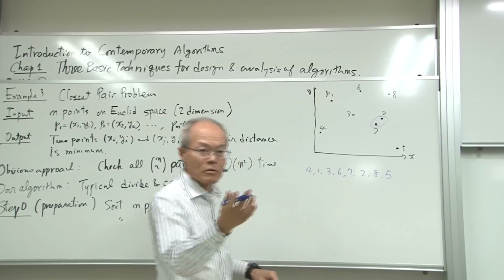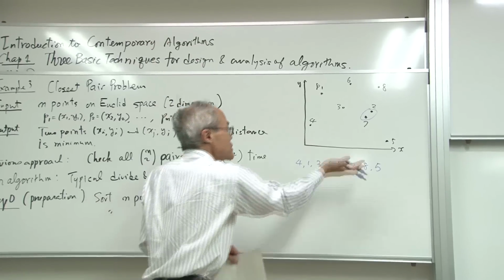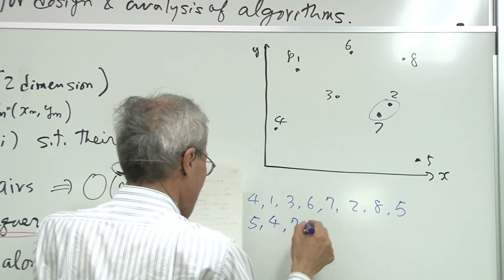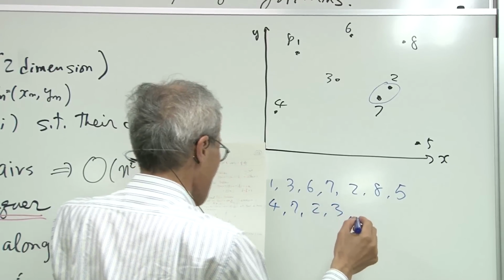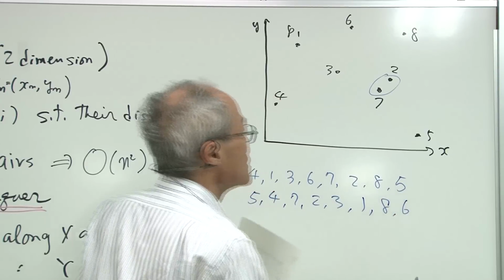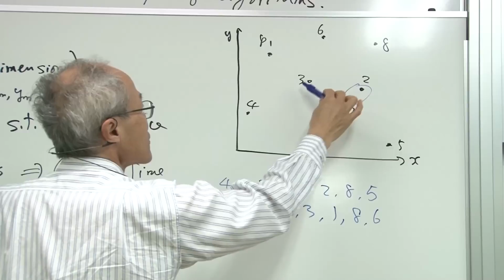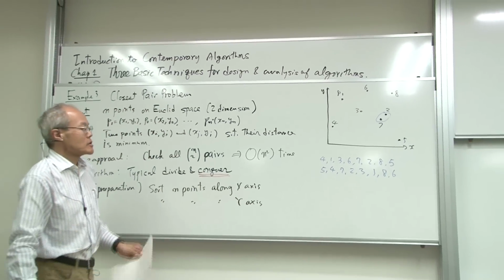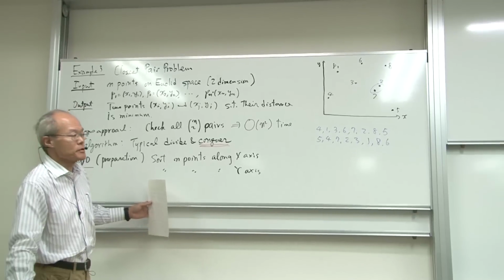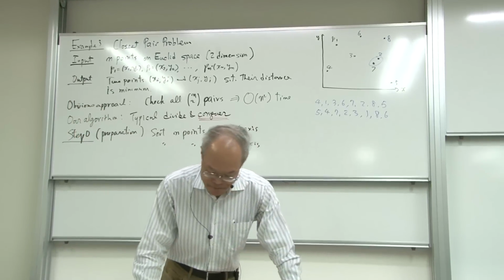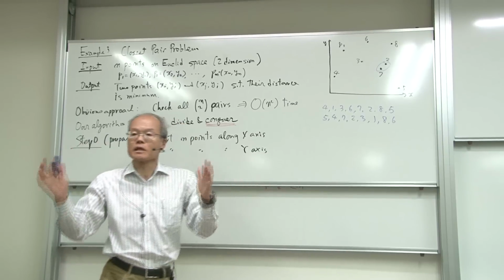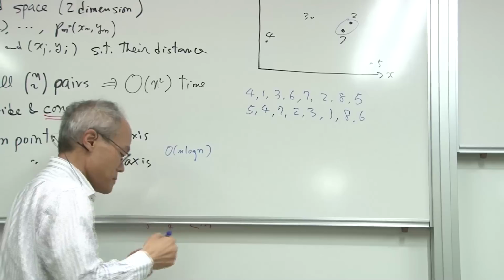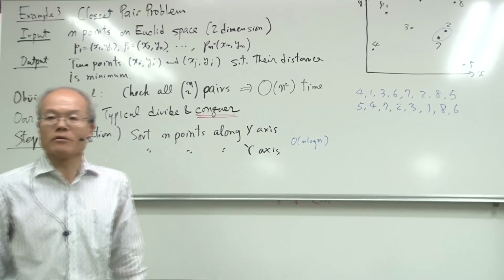Now, if we sort those points along the y-axis, from here to there, then this is 5, 4, 7, 2, 3, 1, 8, 6. So this is step 0, just a preparation. By the way, we can use any standard sorting algorithm. The computation time is n log n. You can use any standard sorting algorithm.